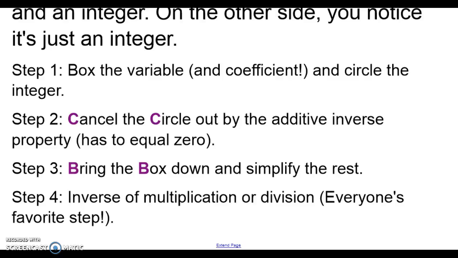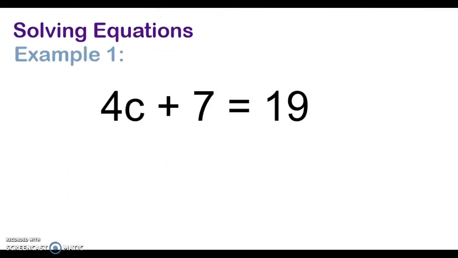So step 1 says to box the variable with the coefficient and to circle the integer. Step 2 says we want to cancel the circle out by using the additive inverse property. Remember, the additive inverse property states that if you take a number and its opposite and add them together, it equals 0. So canceling, we want to zero those out. Step 3, we're going to bring the box down and simplify the rest. In step 4, we use the inverse of multiplication or division, which I like to say is everybody's favorite step. So let's take a look at a couple of examples.